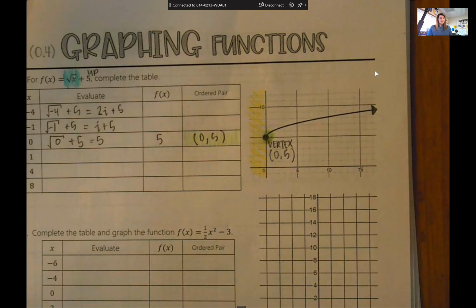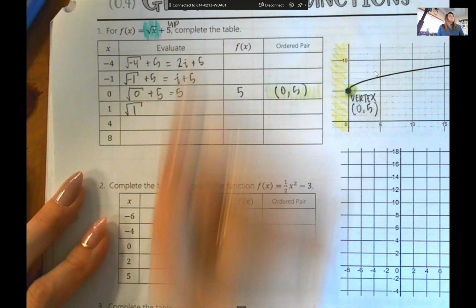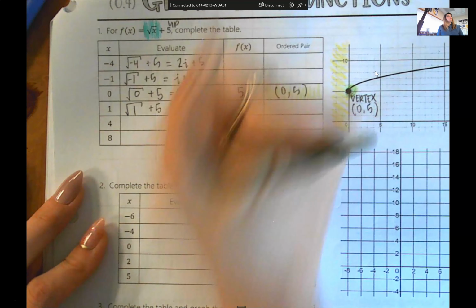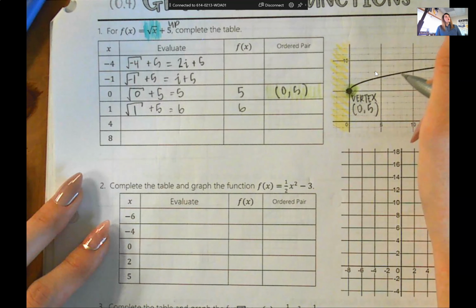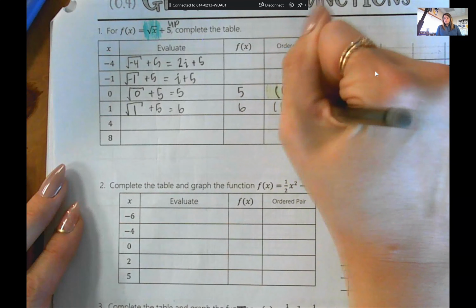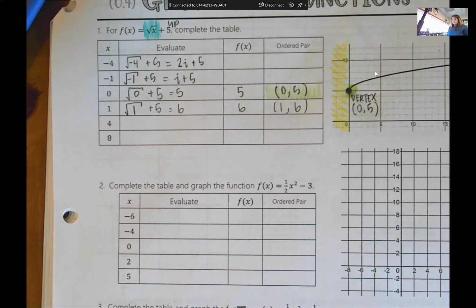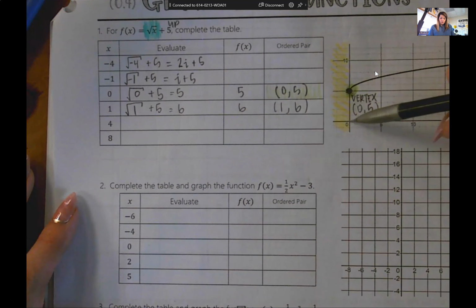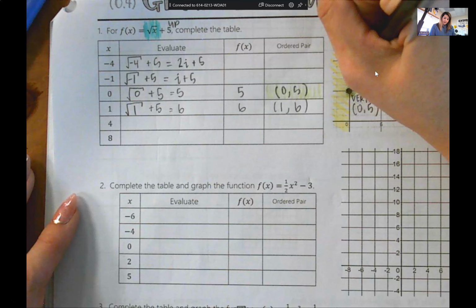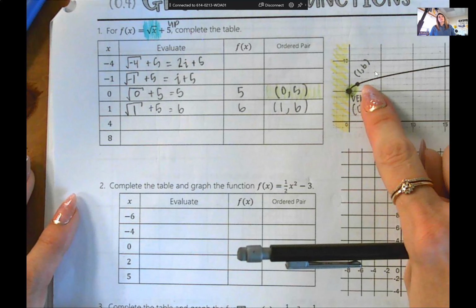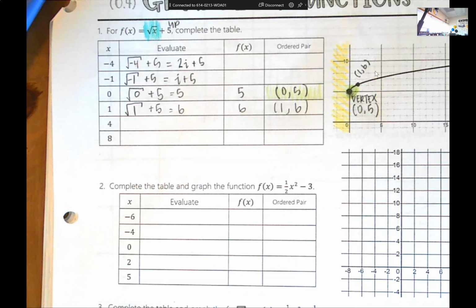Okay, then the next ones, it's very similar. So if I plug in a 1 and add 5, the root of 1 is 1, plus 5 would be 6. So at 1, the function is 6, which means we should see a point on the graph that's at 1, 6. So if I go over to 1 and up to 6, I do land on that firework. That is the point 1, 6. So I do end up being on the graph for this.